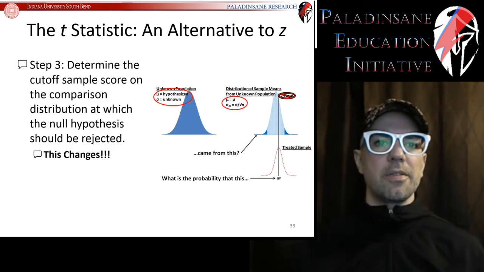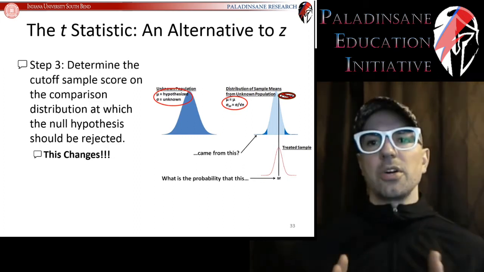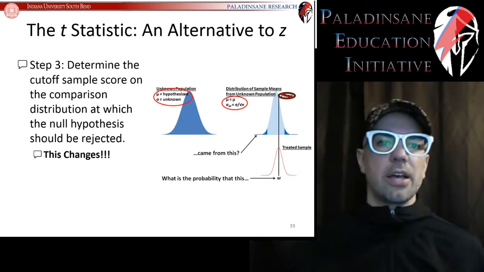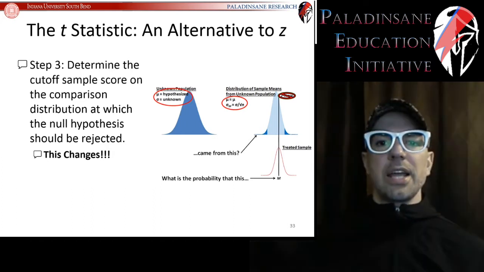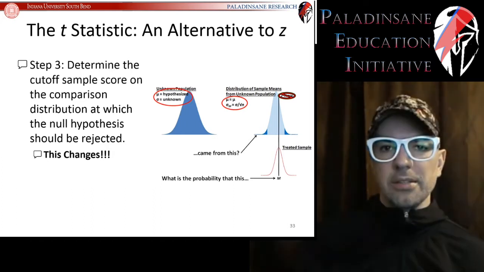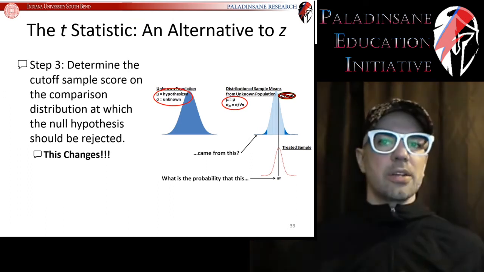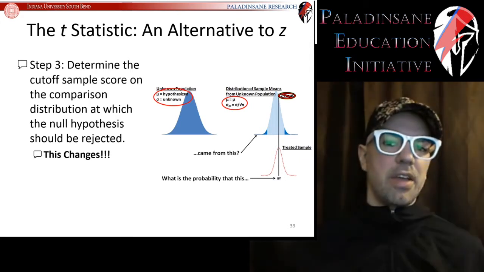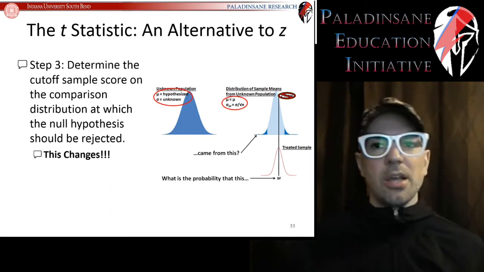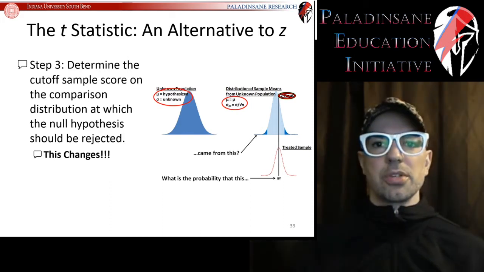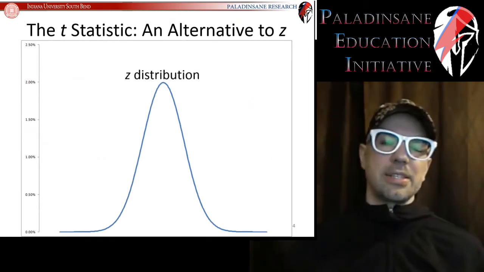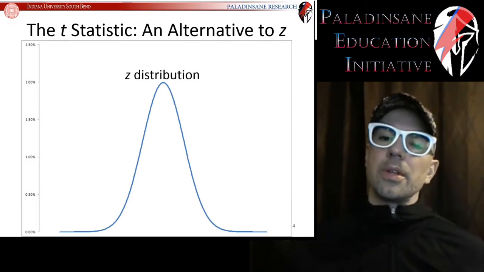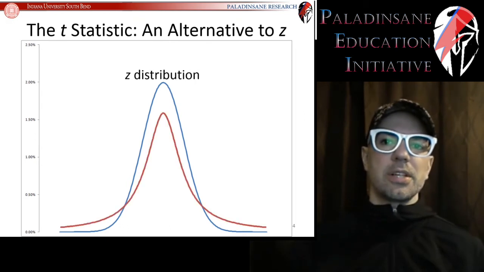Step 3, determining the cutoff sample score on the comparison distribution, finding those lines in the sand where you draw your lines and you make your tails, whether it's one-tailed or two-tailed. That actually changes. And the reason that it changes is because the distribution of sample means, our comparison distribution, is no longer a z-distribution. Because we're using the standard deviation of the sample to estimate the population, we actually lose the shape of the z-distribution. So our comparison distribution no longer looks like a z-distribution, which means that we cannot go to Appendix A1. So what do we do? Well, the distribution that it actually creates is known as a t-distribution.